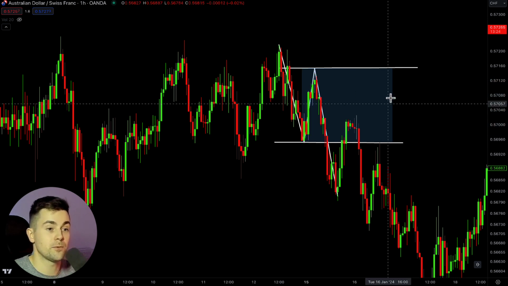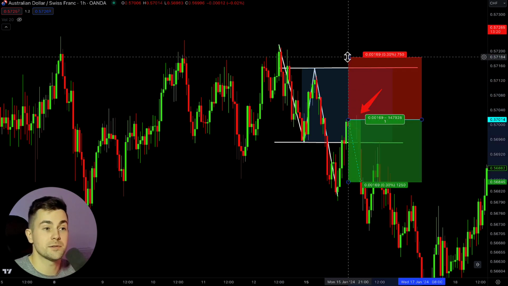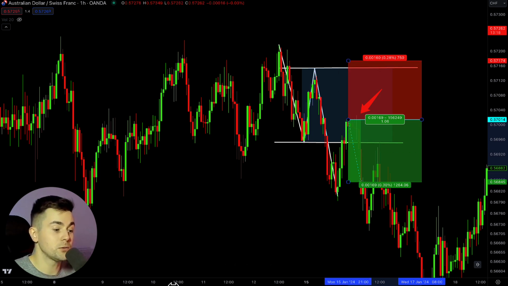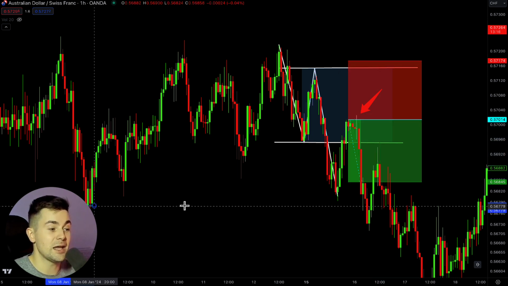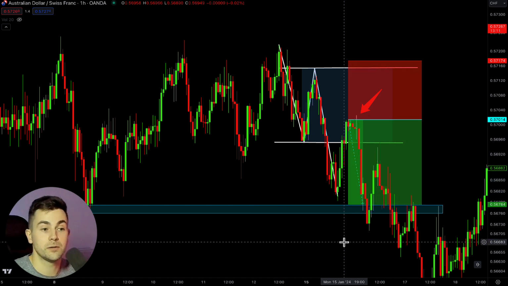You can see that the price retested that point. Shorting from here, set your stop loss above the highs, and your target is the next strong support. So that is how your trade would look like.